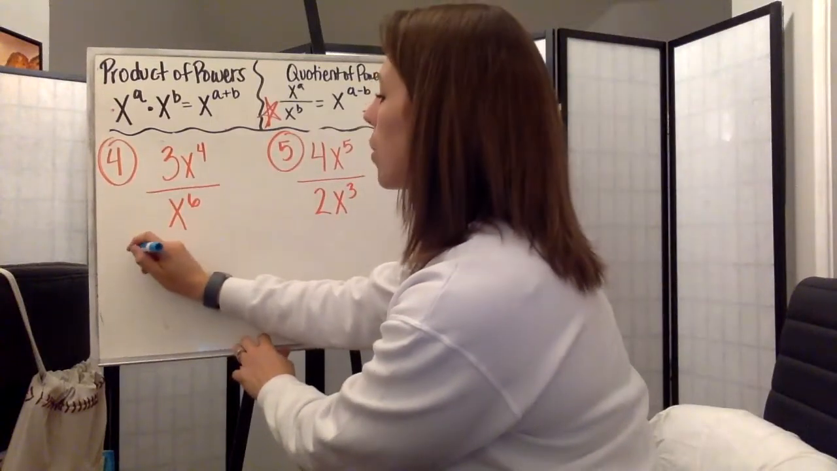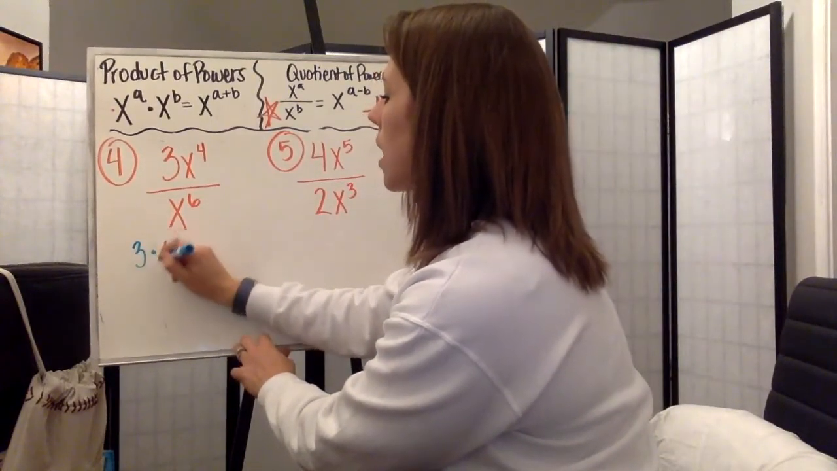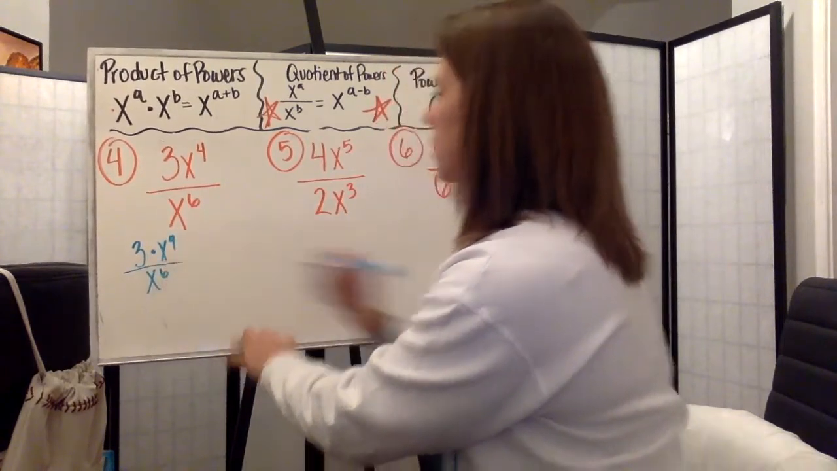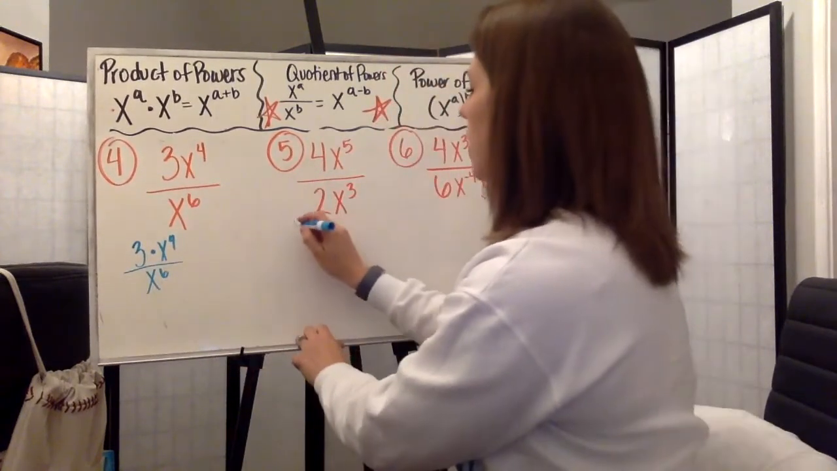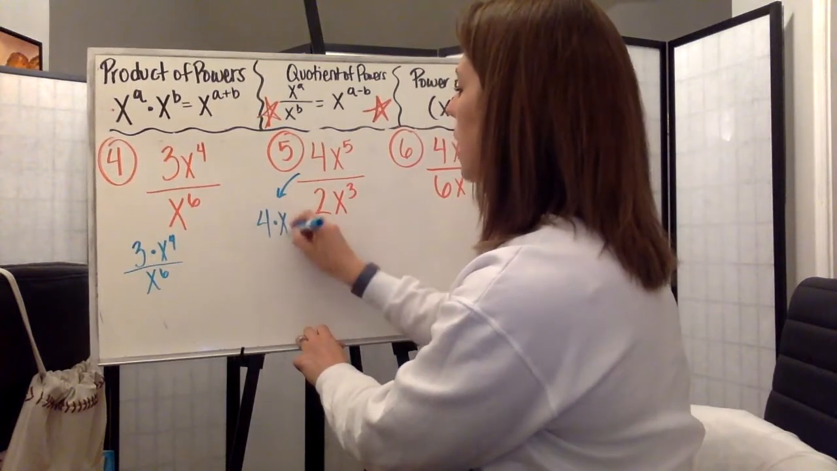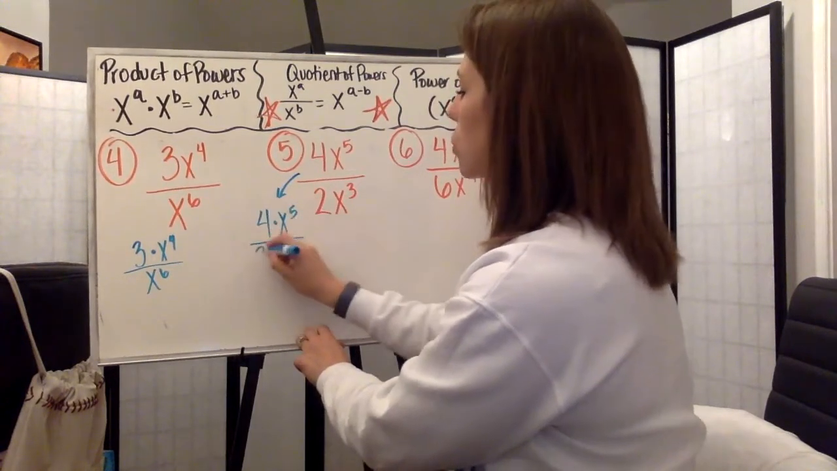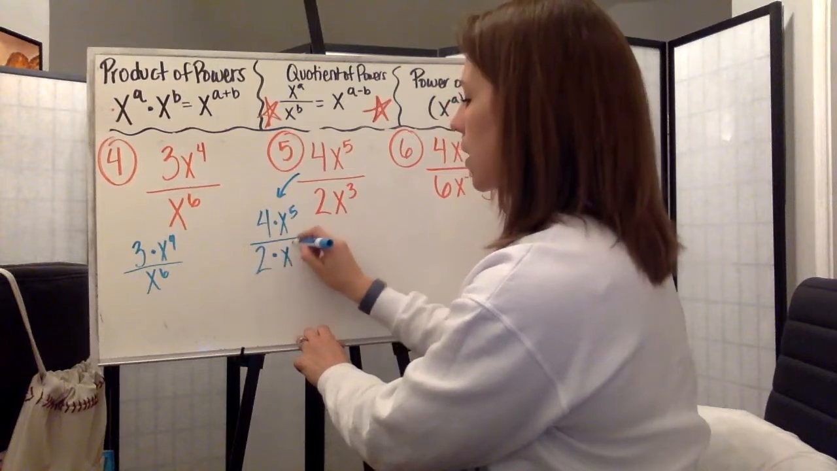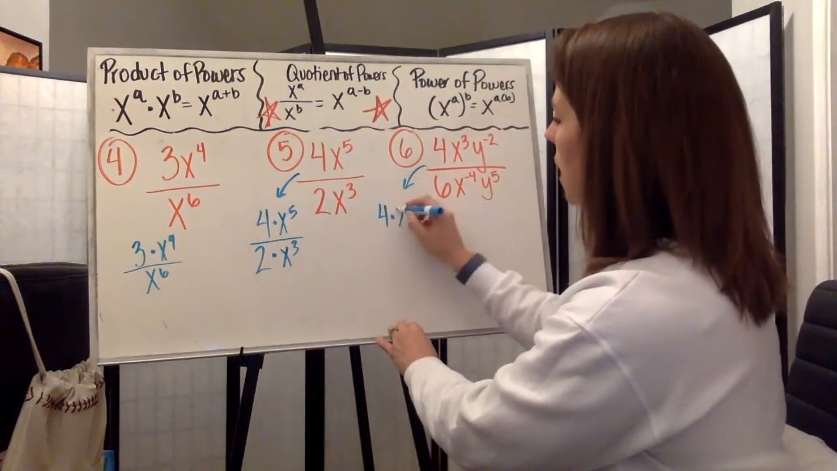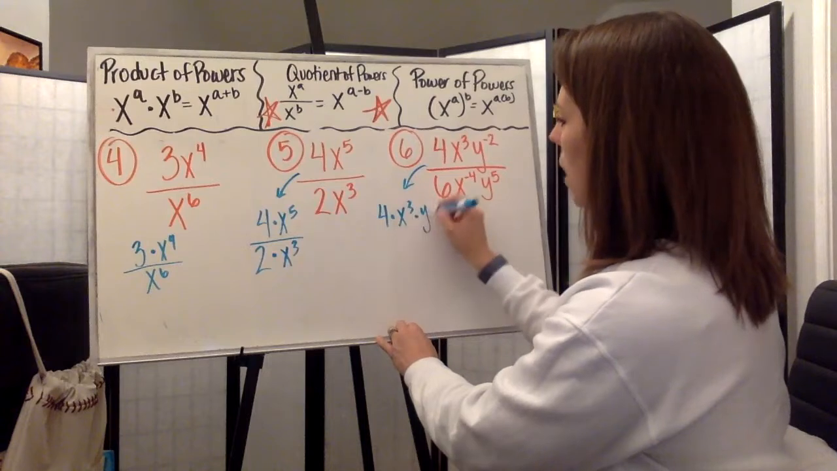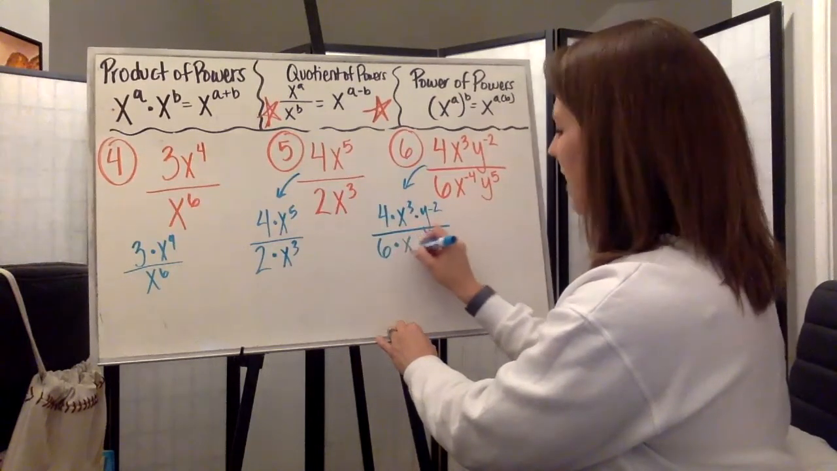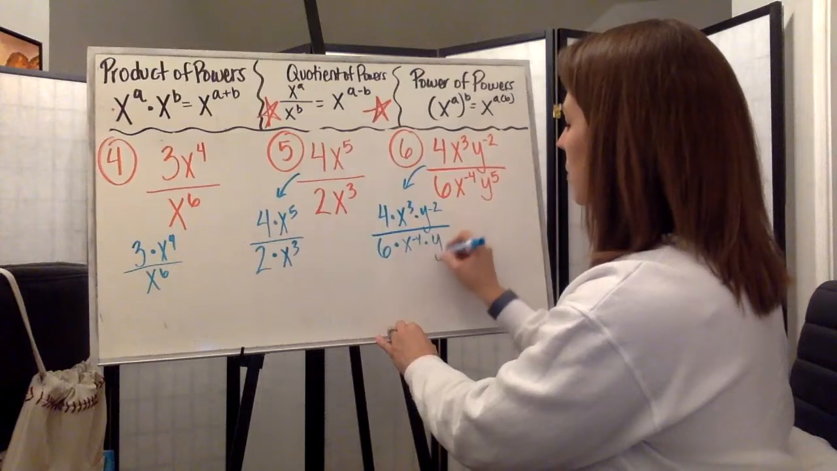So over here for number 4, this is just 3 times x to the 4th divided by x to the 6th. Over here for number 5, I'm going to put it over here, 4 times x to the 5th over 2 times x to the 3rd. And then over here, I've got 4 times x to the 3rd times y to the negative 2nd divided by 6 times x to the negative 4th times y to the 5th.